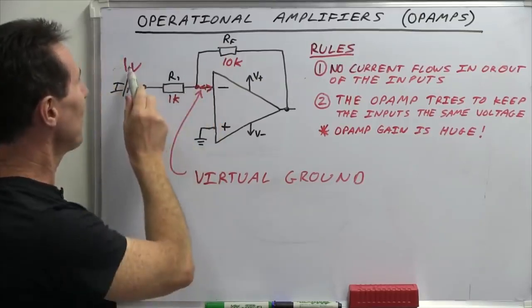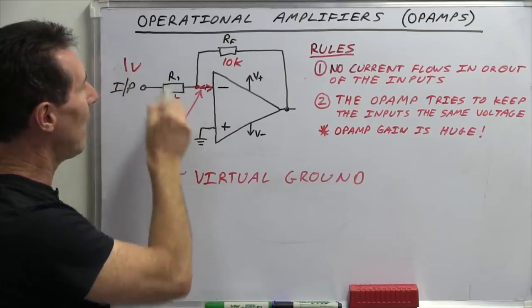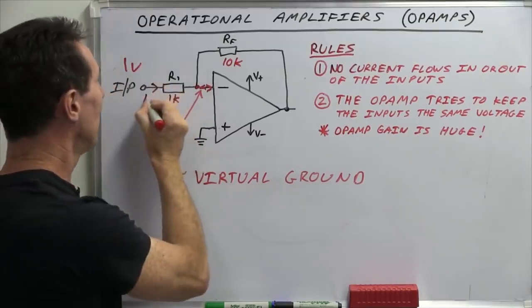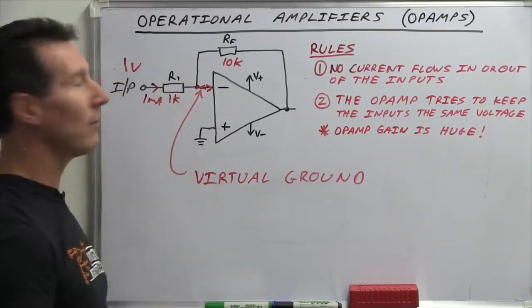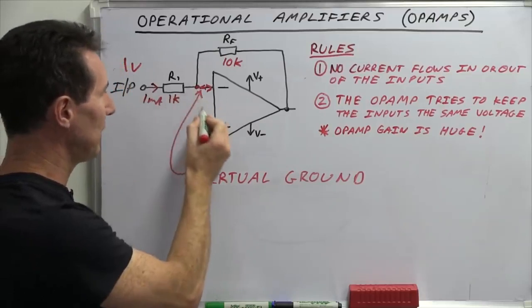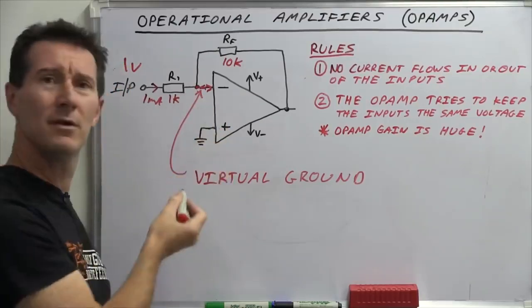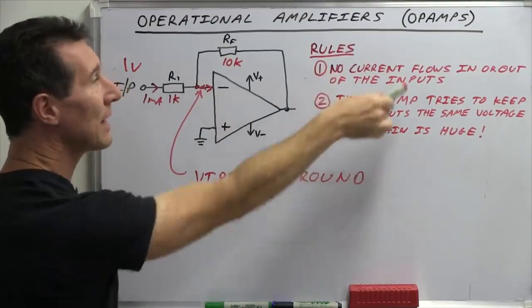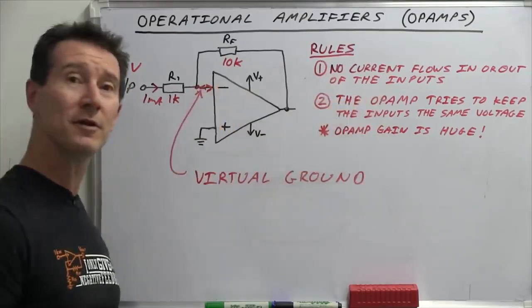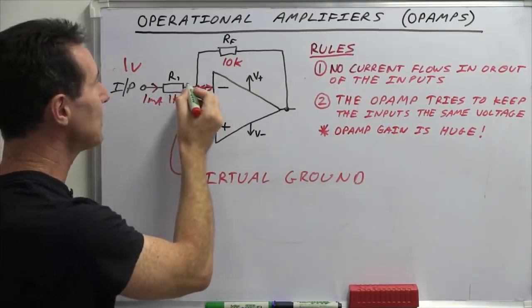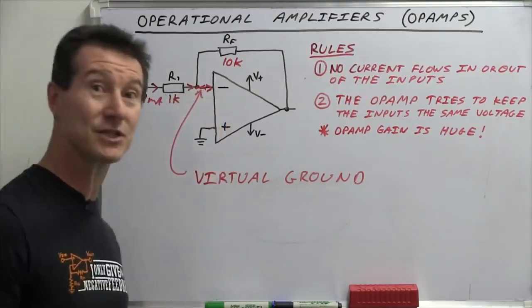So all we've got is 1 volt across our R1 here, which is 1K. So we're going to have 1 milliamp flowing through there. Where does it flow? Well, it doesn't flow down here to ground. How can it? Because of rule number 1, no current flows into or out of the input pins. So it can't flow through to ground here.